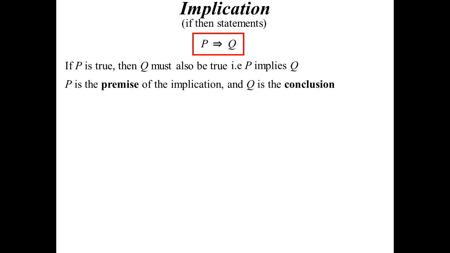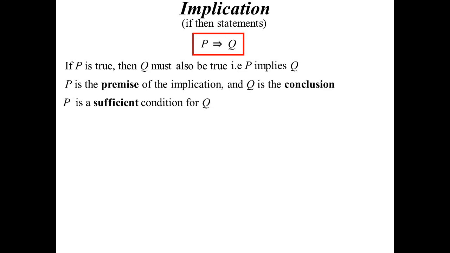Q is the conclusion. So again, if you go back to proofs and what you were doing in geometry, you were making several premises. Because you might be saying, these angles add up to this, and you might end up with a conclusion, therefore the shape's a triangle, or something like that. So P implied Q. The fact that I had all these bits of information, I could conclude this statement.